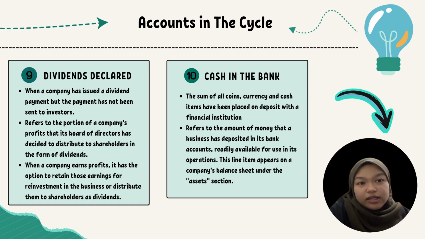The next one is cash in bank. Cash in bank refers to the amount of money that a business has deposited in its bank account. It is readily available for use in its operations. It appears on a company's balance sheet under the asset section.